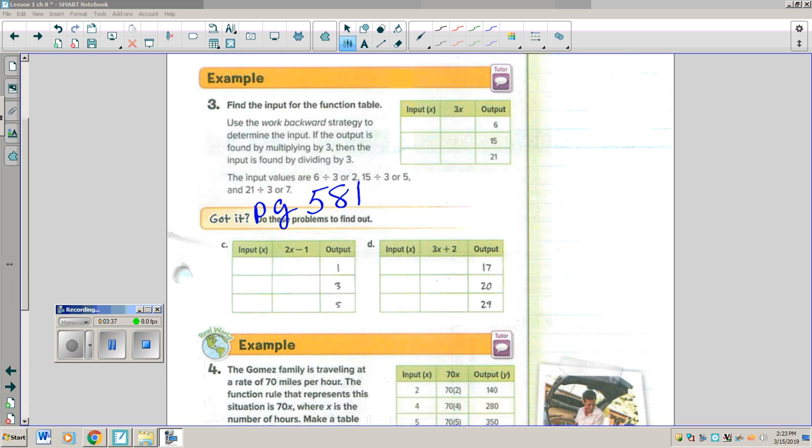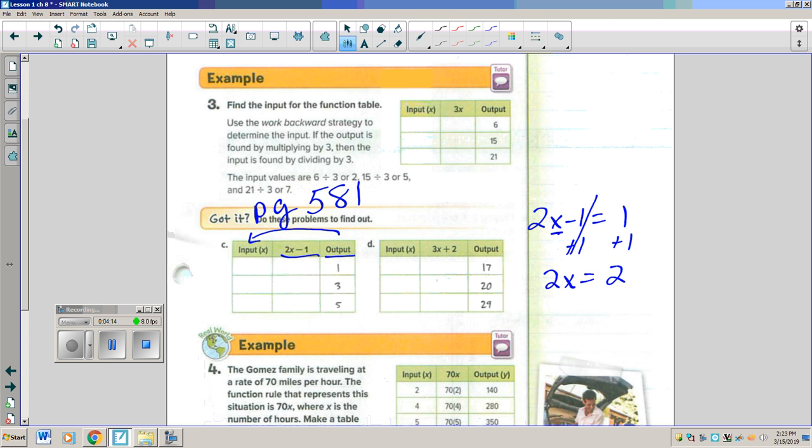Now we're on page 581. These tables give you the answer. So you have to work backwards in order to figure out what the input is. Write down 2x minus 1 equals 1. I copy down the rule. The answer is 1. I'm trying to figure out what that x is. Like we did with chapter 7, you have to solve for x. We're going to add 1 to both sides. Minus 1 and plus 1 cross out. 2x equals 2. I can get x by itself by undoing the multiplication. X equals 1.